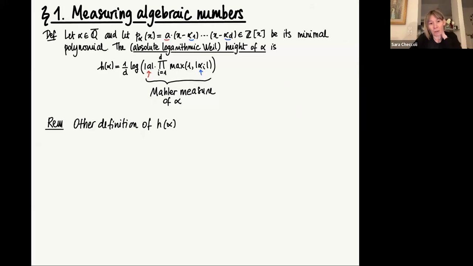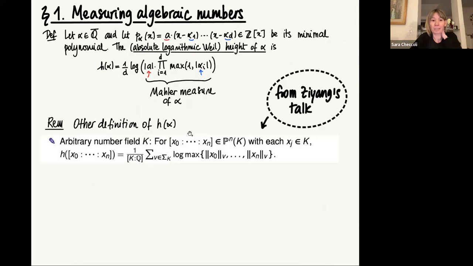We saw in the other talks another definition, at least one, of the height of alpha, and I'm picking this from Xiang's talk. He defined the height of a projective point over a number field, and this is given as the sum over the places of the number field of some log of the max of some absolute values. So the definition I'm giving here is the same as in Xiang's by taking this identification. It is not difficult to prove.